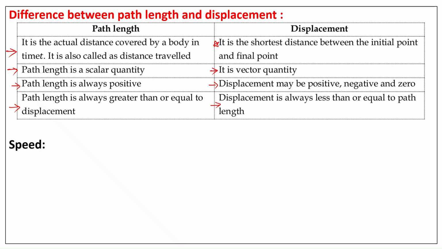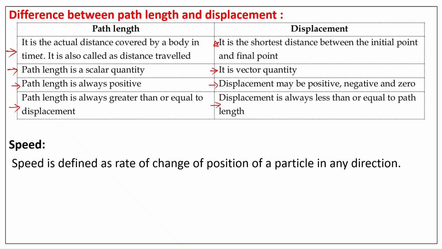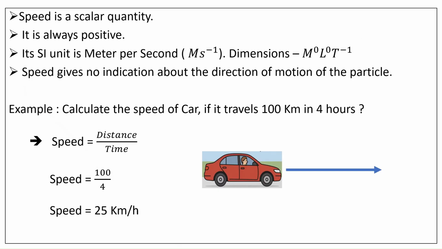Next, we see speed. Speed is defined as rate of change of position of a particle in any direction. Formula: speed is equal to path length or distance by time taken, that is x by t. Speed is a scalar quantity. It is always positive. Its SI unit is meter per second. Dimensions M0, L0, T-1. Speed gives no indication about the direction of motion of the particle.